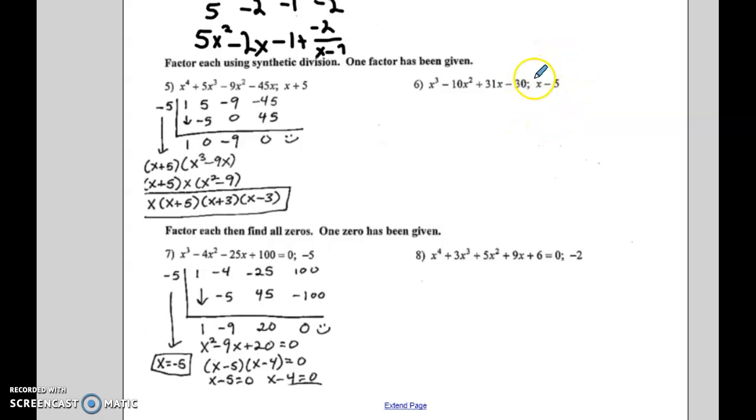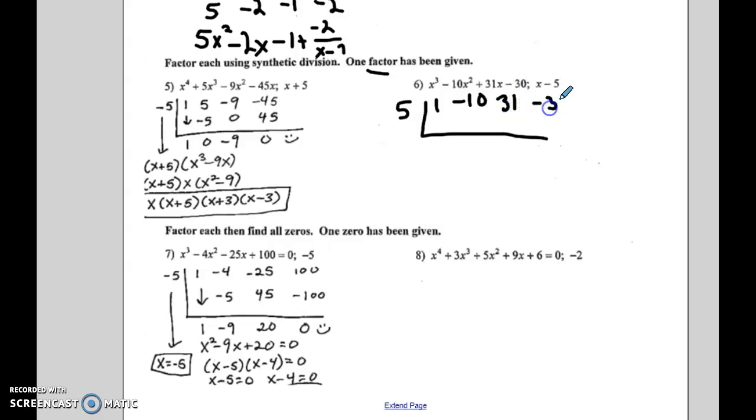If this is a factor, which it's telling me one factor has been given, if x minus 5 is a factor, that means if I divide it from this, I'm going to get a remainder of 0. That's good news. It also means what started as a cubic is going to end as a quadratic, which again is good news because I can factor quadratics. So let's go ahead and divide just like we did in those first couple problems. So I'm going to put a 5 on the outside. My coefficients on the inside.